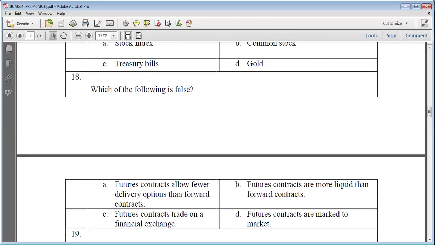Of the other three statements, futures contracts are more liquid than forward contracts is correct, because a futures contract deals in the derivative market where speculation is there, market price is there, so liquidity is there. Futures contracts are traded on a financial exchange, which is also correct. Futures contracts are marked to market. Mark to market means daily adjustment of the futures contract price to avoid default. This is also correct. So in 18, the correct alternative is A.